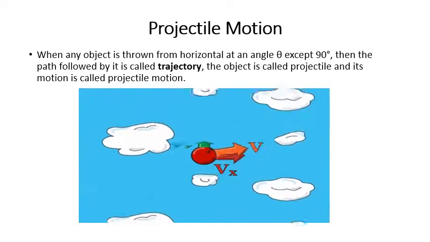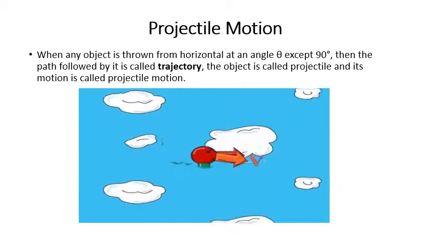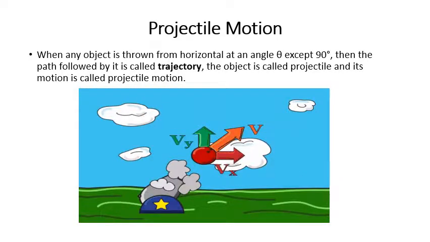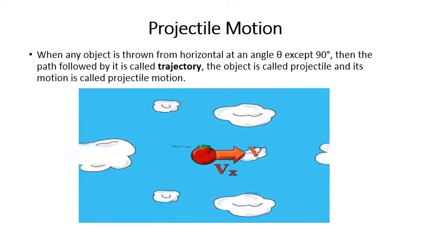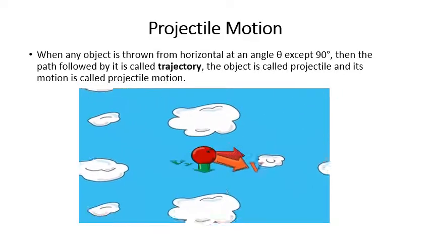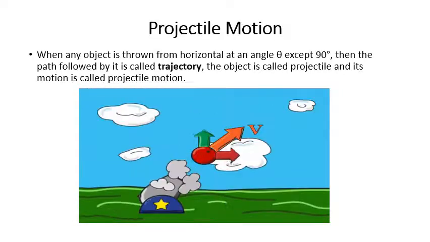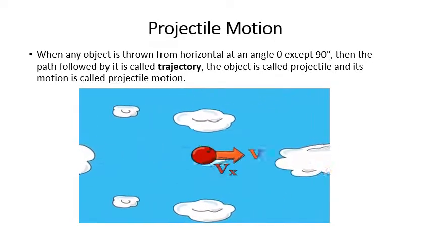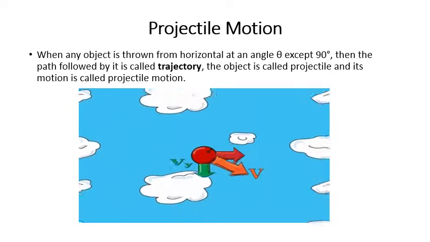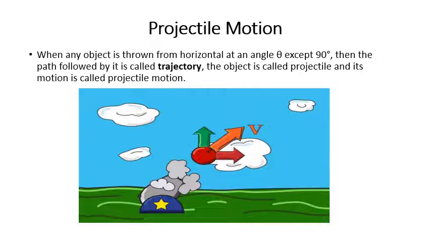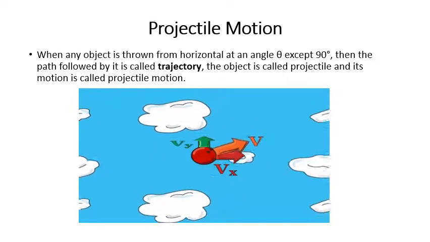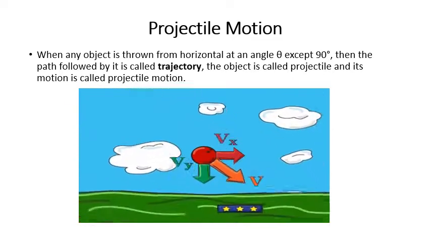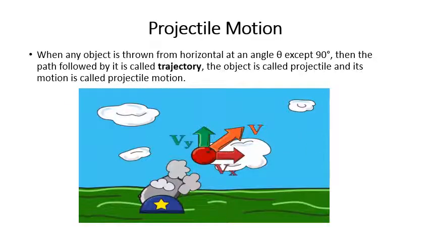Projectile motion: when any object is thrown from horizontal at an angle theta except 90 degrees, then the path followed by the object is called trajectory. The object is called projectile and its motion is called projectile motion. You can see this very well in your animation.